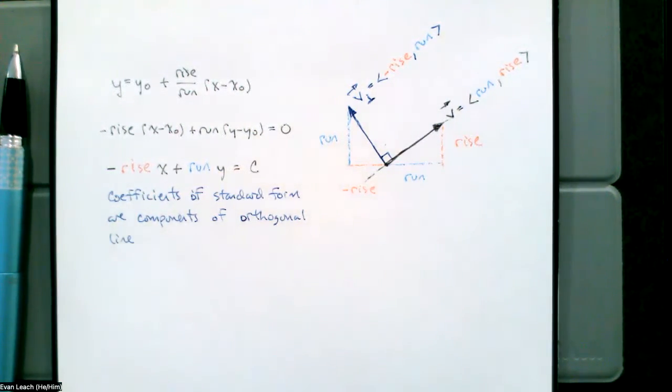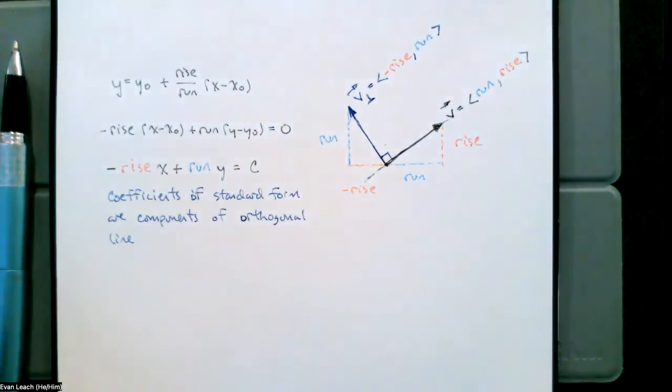The coefficients of the standard form are the components of the orthogonal line. Orthogonal being perpendicular.